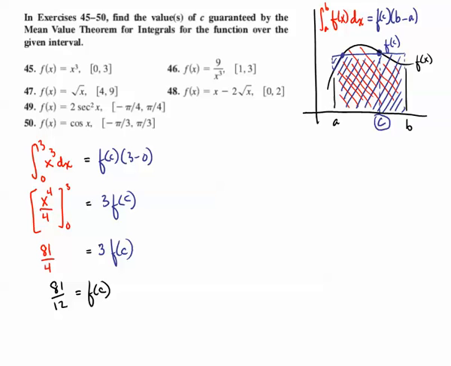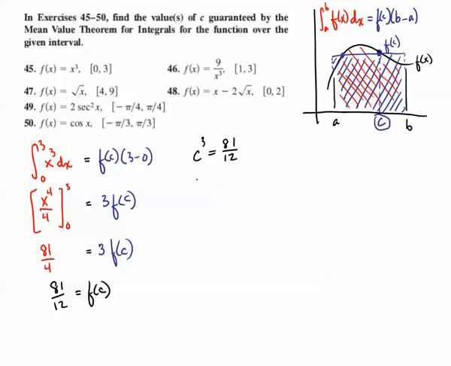Now what we want to do is find out what the x value is where that occurs. We know that our function is x cubed, and we could call that c cubed at this point, remembering that c is just a value of x. When we plug c into the function x cubed, we get c cubed. We know that c cubed is 81 over 12.